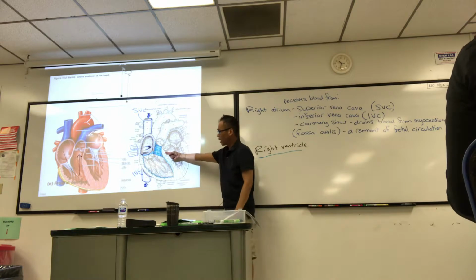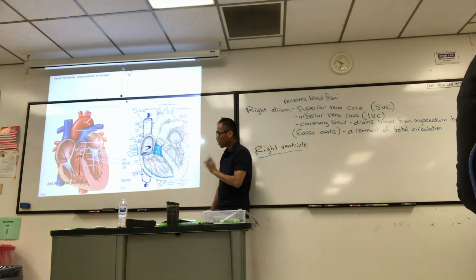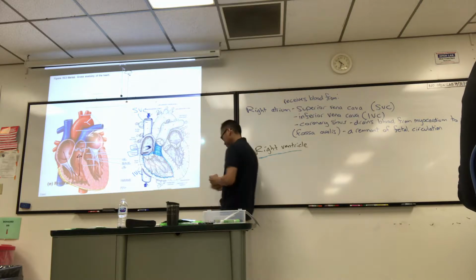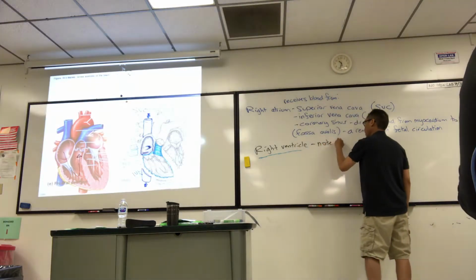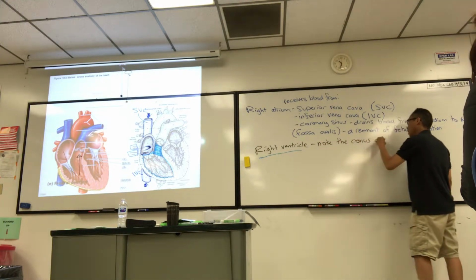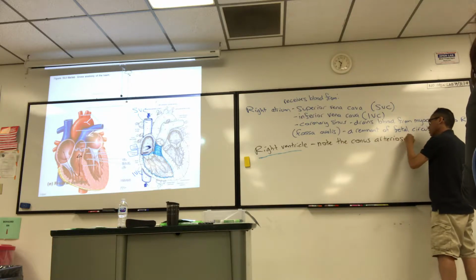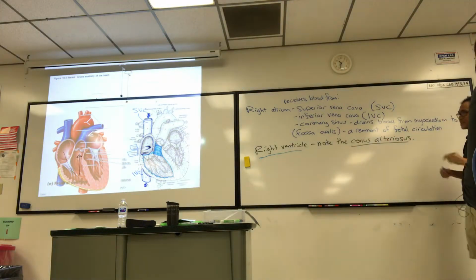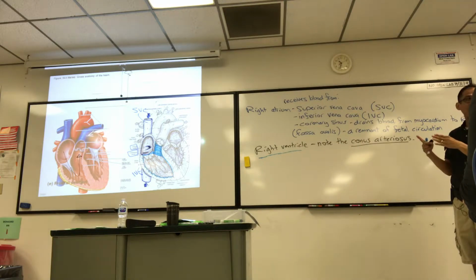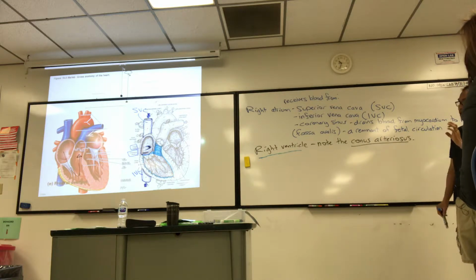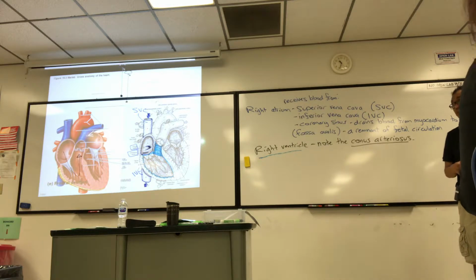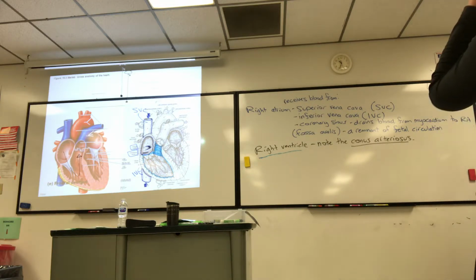So where I colored it in, where it kind of funnels, that's called the conus arteriosus. Note the conus arteriosus. It's a structure of the right ventricle. It's not in the left. It's the part where it kind of funnels up. Okay, there's a valve inside the heart between RA, RV. The purpose of valves in general is to prevent backwards flow of blood.